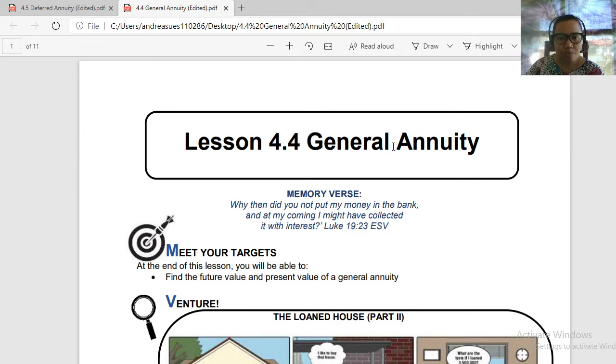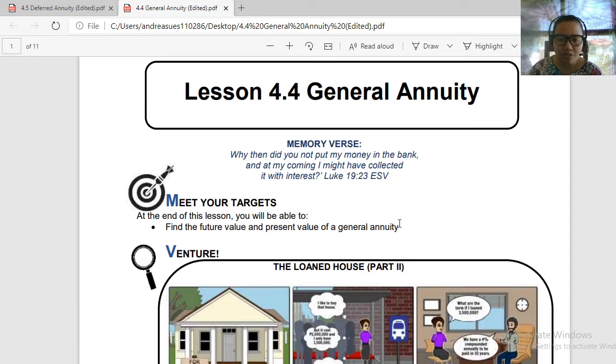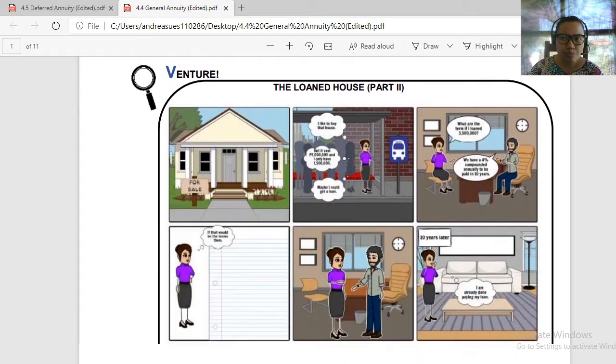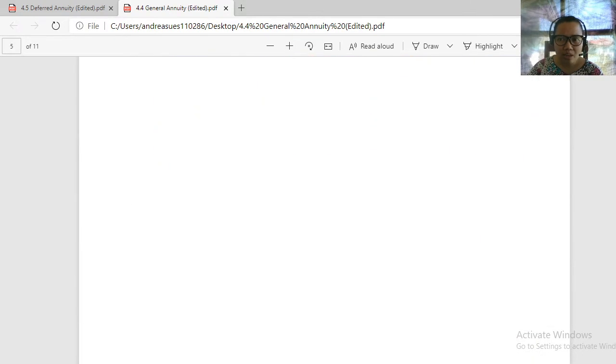We'll start with the memory verse. Our memory verse is found in Luke 19 verse 23. It says, "Why then did you not put my money in the bank, and at my coming I might have collected it with interest?" Let's try to look at our MVCA boosters.